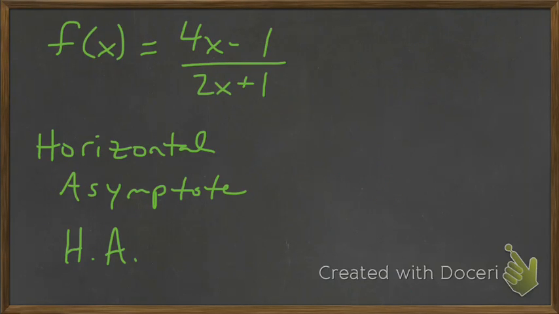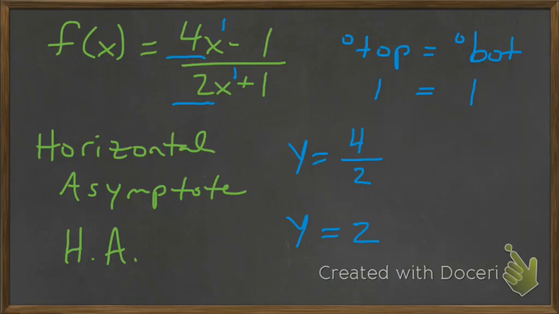What about a horizontal asymptote? To find this, we would compare the degree of the numerator with the degree of the denominator. See an understood power of 1 up top, understood power of 1 down low. The degrees are equal. When that happens, you find the equation of the horizontal asymptote by dividing the leading coefficient from the top by the leading coefficient in the bottom. So y equals 2. This is going to be a horizontal asymptote. Our graph will get really close, but no touching.